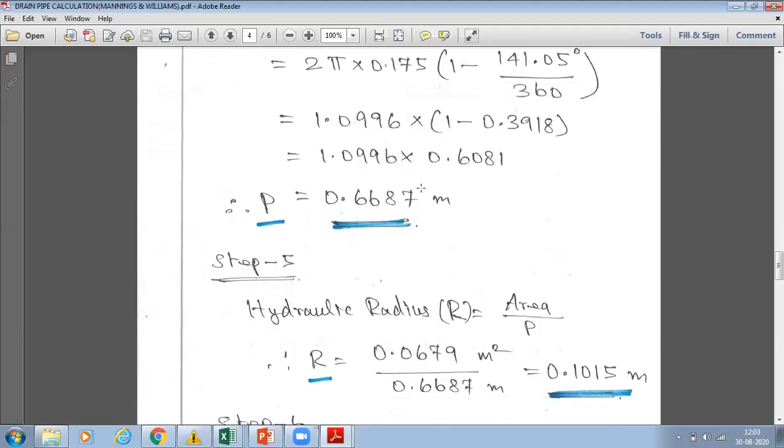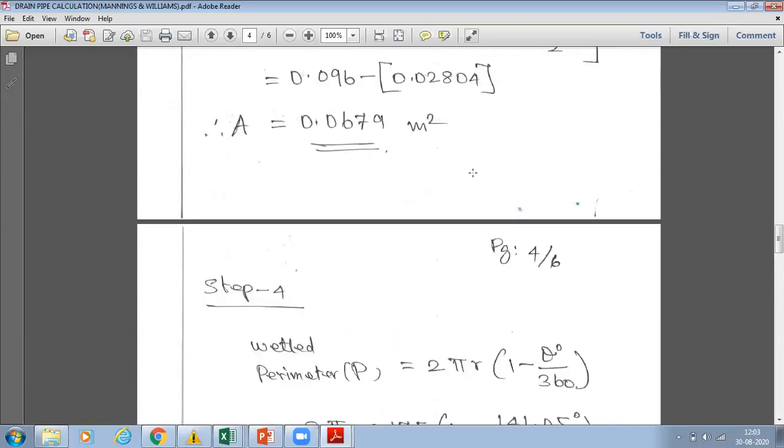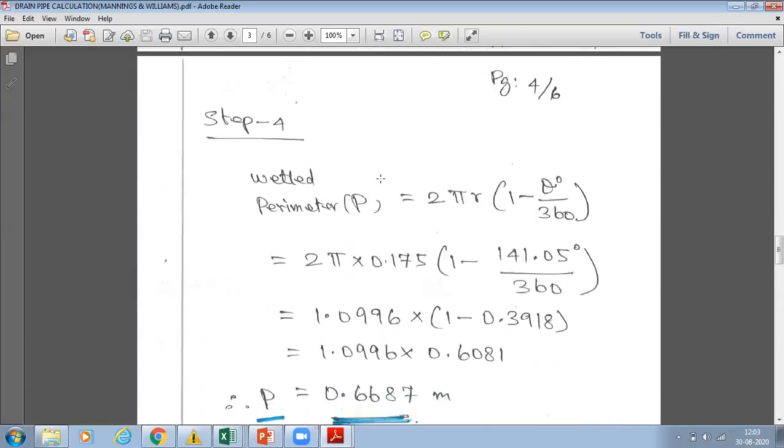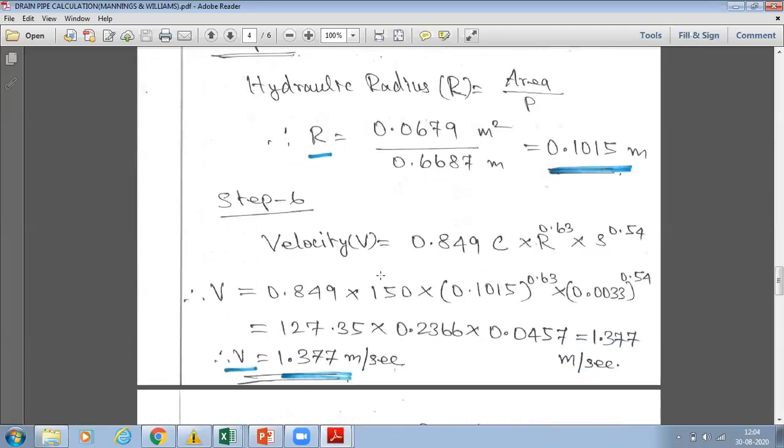Now we have to calculate the hydraulic radius, area divided by perimeter. Hydraulic radius R equals wetted area divided by perimeter. Therefore, R equals the area already calculated, 0.0679, divided by the perimeter 0.6687. If you put this in, you will get 0.1015 meter. This is the hydraulic radius.